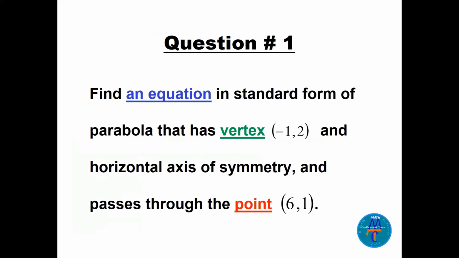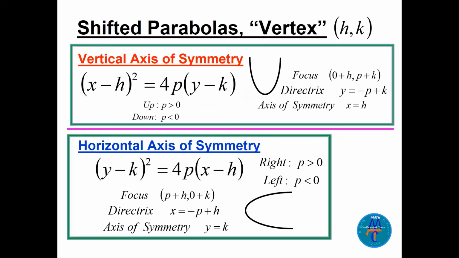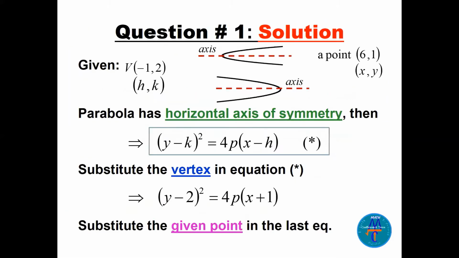So what can we do? First, we decide which equation. Since we said horizontal axis of symmetry, we choose the second equation. All right, so I start with that equation: (y minus k) squared equals 4p times (x minus h). And then I can replace directly. h is minus 1, so it goes there, and k is 2, it goes there. Now I have to find p.